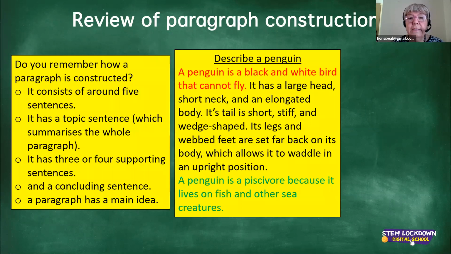A penguin is a black and white bird that cannot fly. It has a large head, a short neck, and an elongated body. Its tail is short, stiff, and wedge-shaped. Its legs and webbed feet are set back on its body, which allows it to waddle in an upright position. A penguin is a piscivore because it lives on fish and other sea creatures.